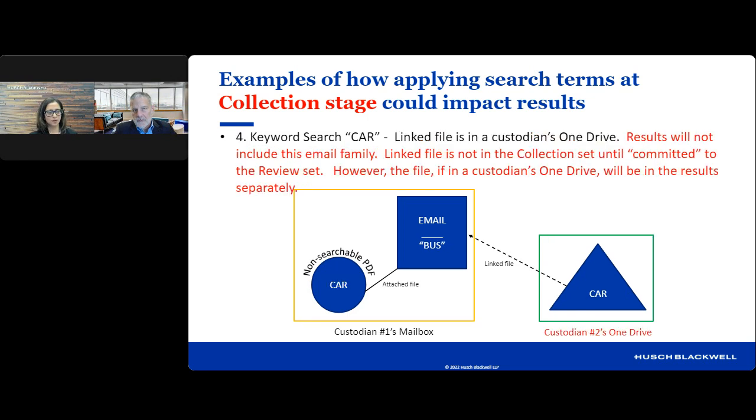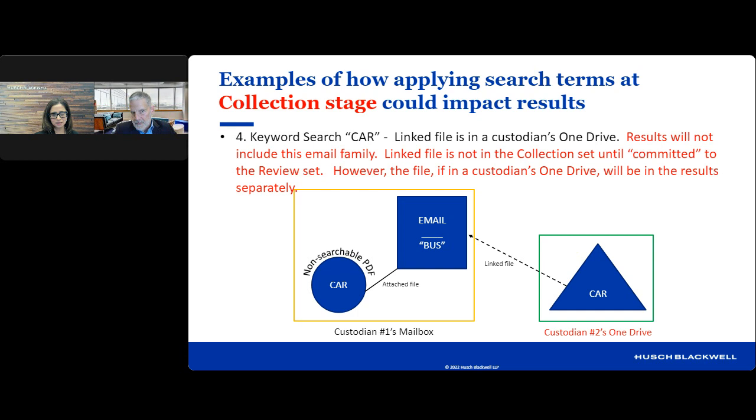And this one, the fourth one I want to show you, is a little bit more different, and it's interesting. This email was sent by custodian number 2, and this document is sitting in custodian number 2's drive. If I am searching custodian number 1's email, I'm not going to get the document. I'm not going to get this email because the word car is in a non-searchable item, and the link document is not going to come with this email. So I won't get this email and this family.